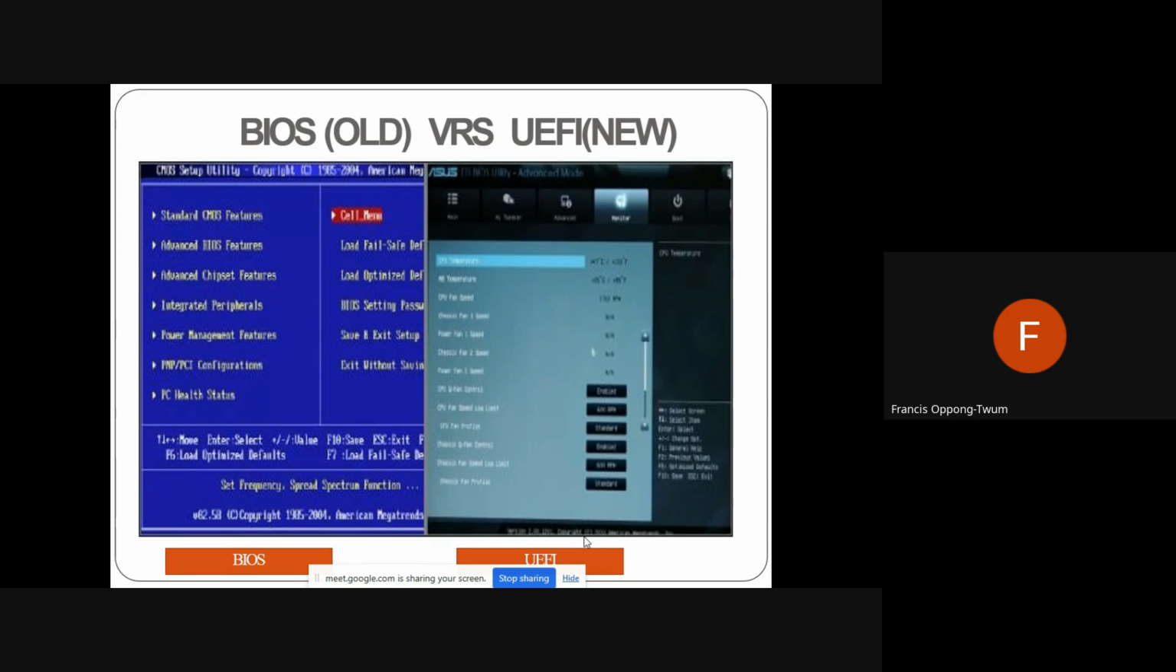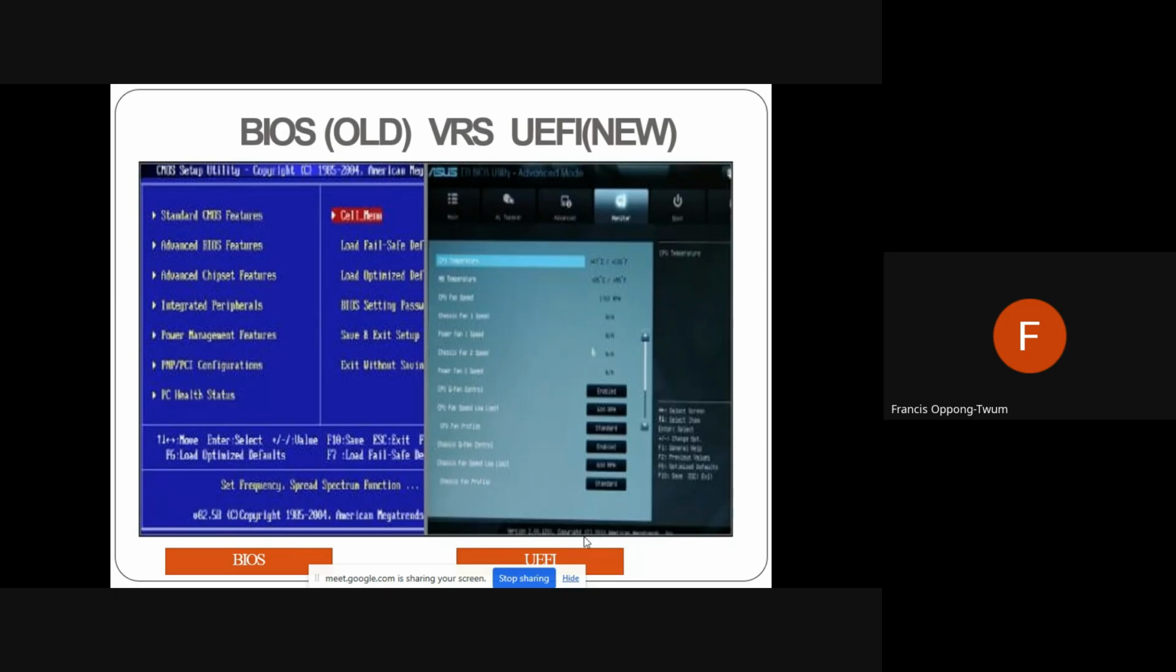Please, have you seen it before? No, sir. And I'm showing you on the screen the old computers that we have. Some have the BIOS. So if you put your hand on the power button, you put your hand on F5, then this blue screen will show. This blue screen is what we call the BIOS.